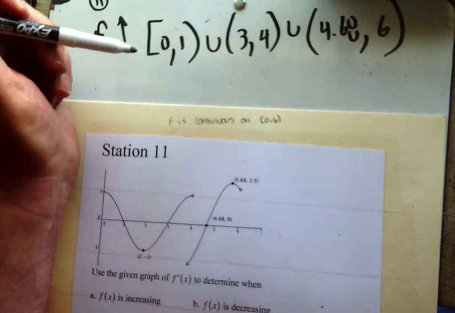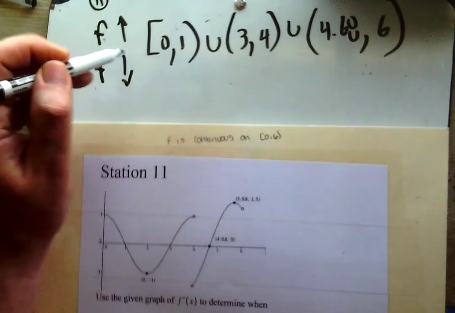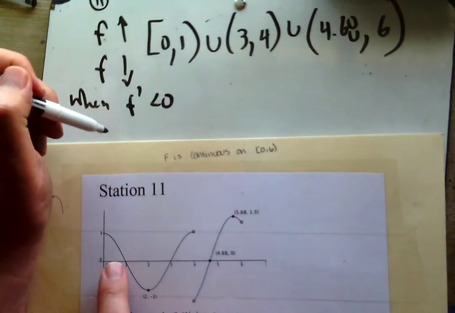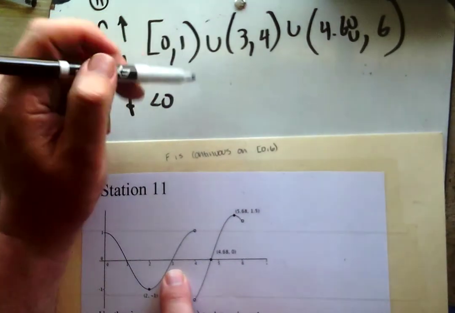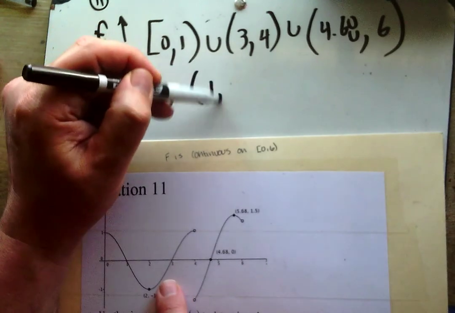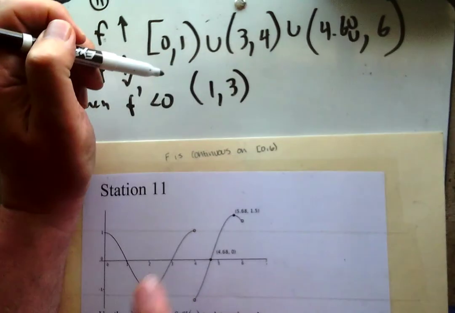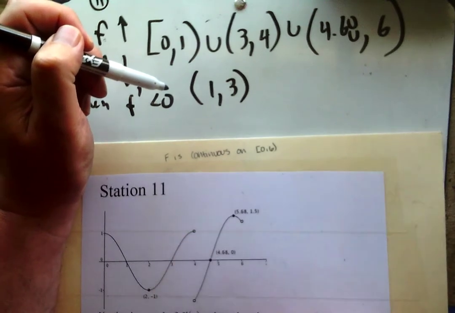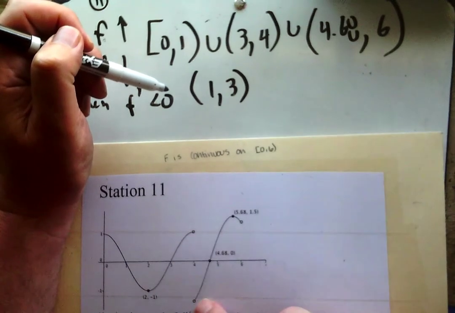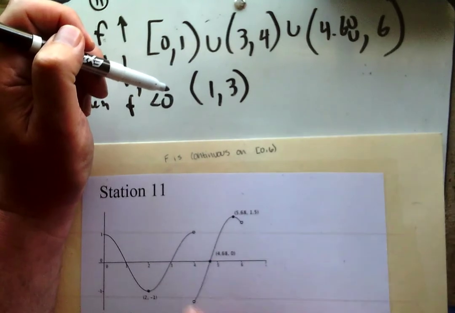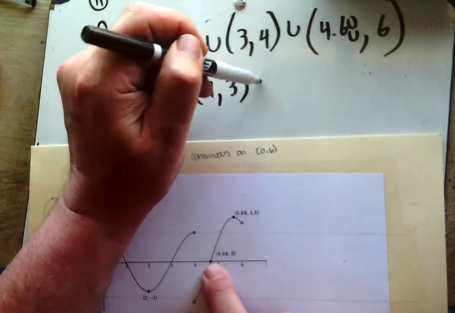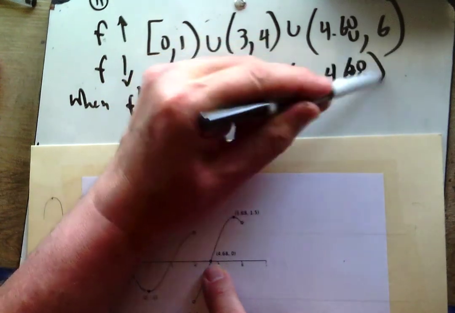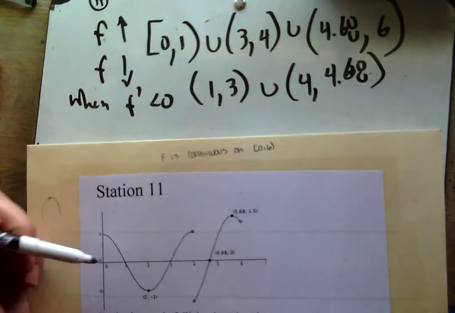When is f decreasing? Well, f is decreasing when f prime is less than 0, and that happens from here to here, so from 1 to 3. No, this is f increasing because f prime is positive. Here's f decreasing because f prime is negative from 4 to 4.68. Union 4 to 4.68. All right, so that's A and B.